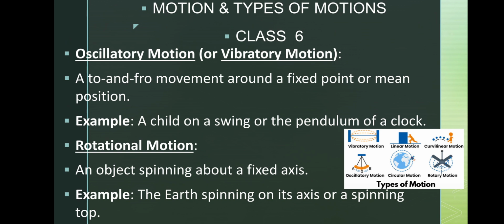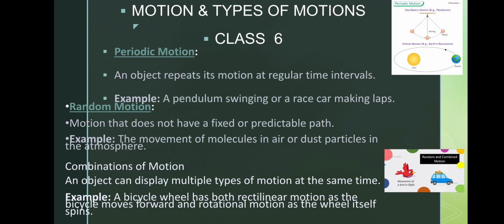Now rotational motion, an object spinning about a fixed axis. Like you know that the earth rotates when it moves around its own axis. The earth spinning on its axis or a spinning top. These are the examples of rotational motion.